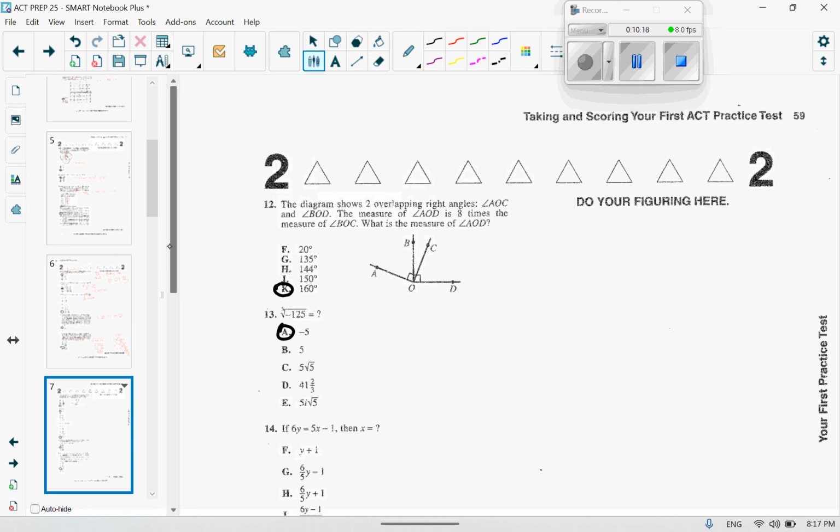12 overlapping right angles. Well, so I know that this is a right angle, and I also know that this is a right angle as well. So angle BOD is 90. Angle AOC is 90. We also know that AOD is 8 times BOC. So for BOC, I'm going to call that X. So therefore, AOD is going to be the same thing as 8X.